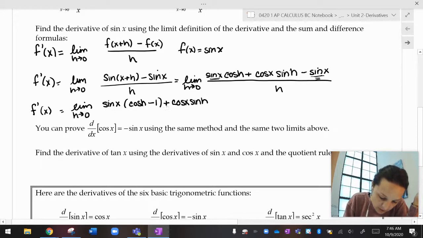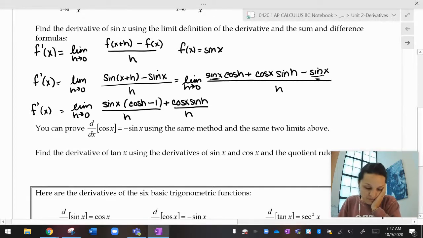Let's see if I can do it without disappearing everything. I did it. If that's all divided by h, technically each of these is divided by h.